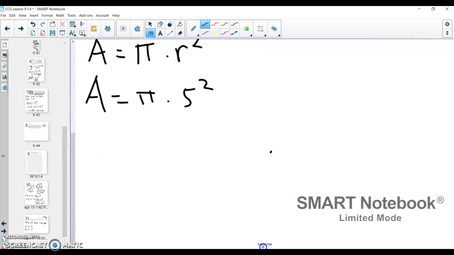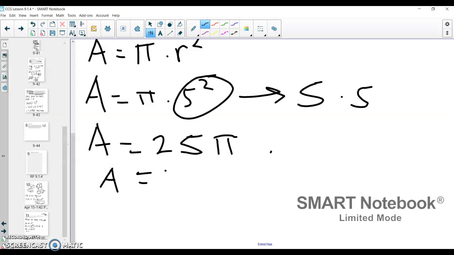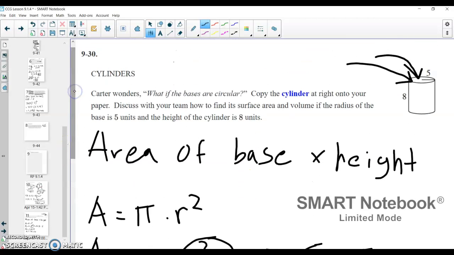Which gives me an area of 5 squared. 5 squared here is the same thing as 5 times 5. And so that ends up giving me 25 pi. And if you plug 25 times pi into a calculator, you should get 78.54. Okay, so that's the area of my base. That's the area of my circle up here. I'm going to erase all the arrows so you can see it. That's this area up here.